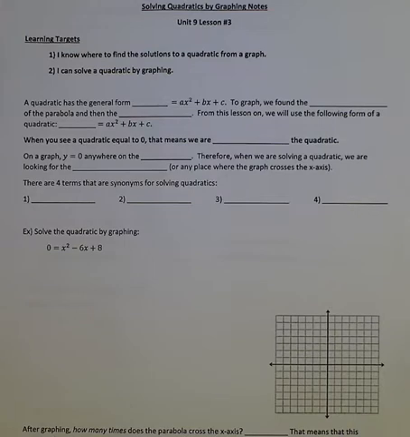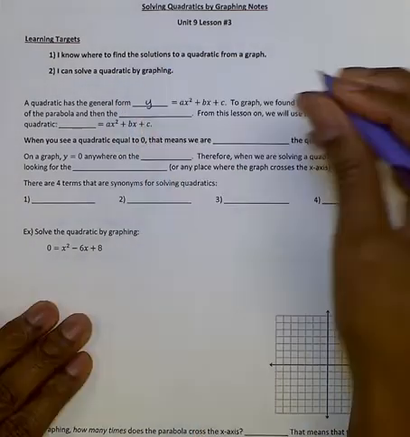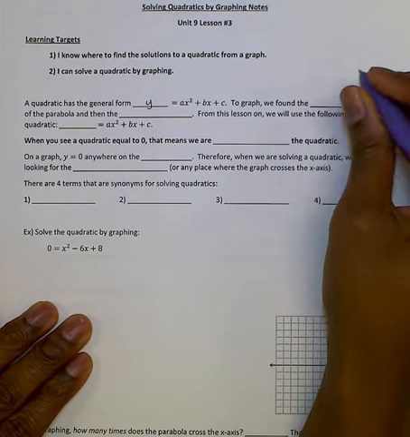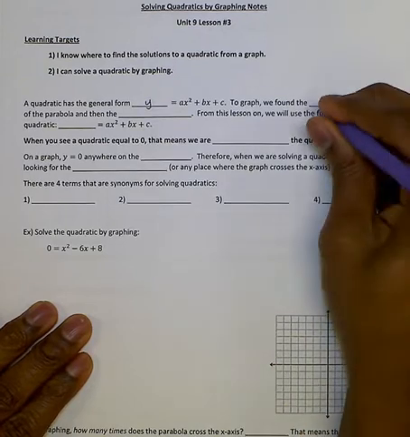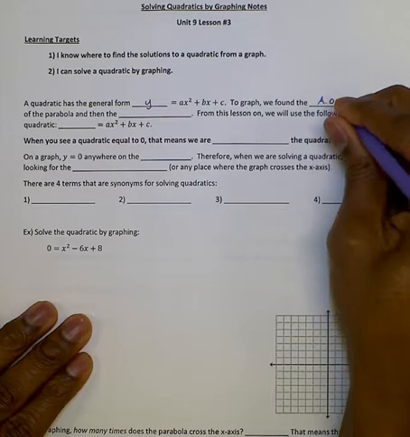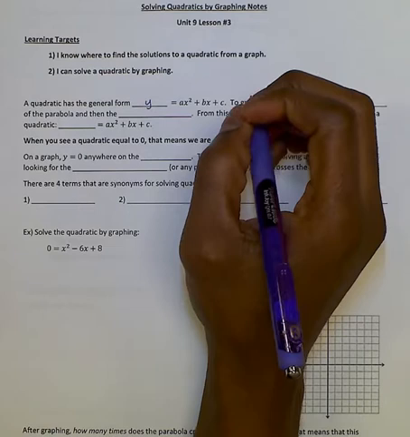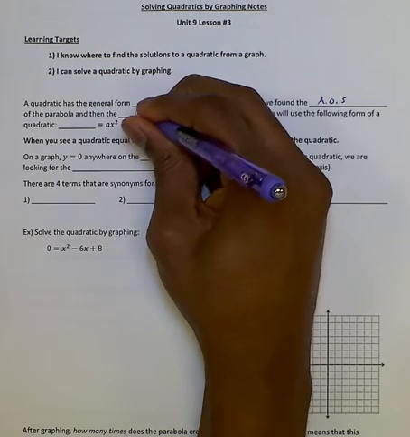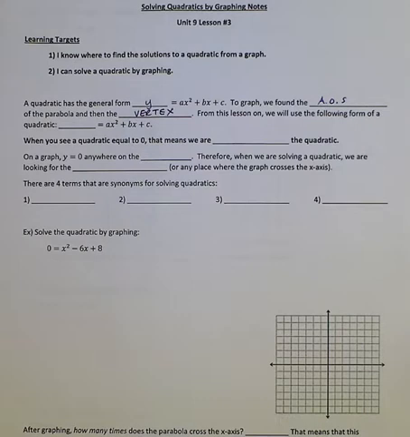Okay, a quadratic has the general form y equals ax squared plus bx plus c. To graph, we found the axis of symmetry, I'll just say AOS here, of the parabola, and then we found the vertex. So that's just reminding us how we graphed. Spent the last two lessons on that.